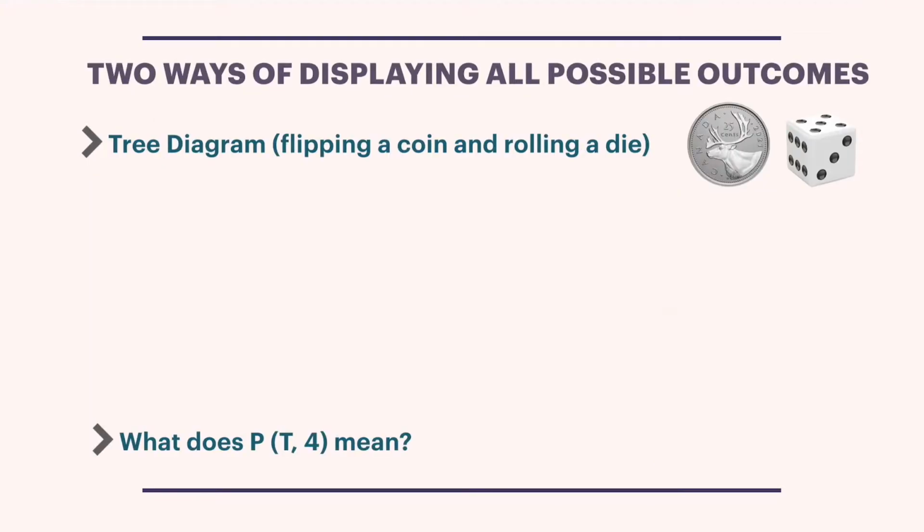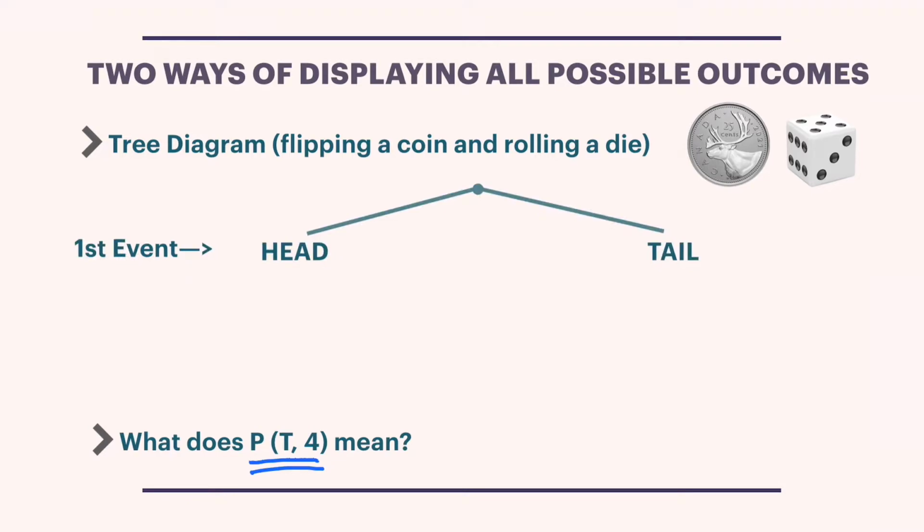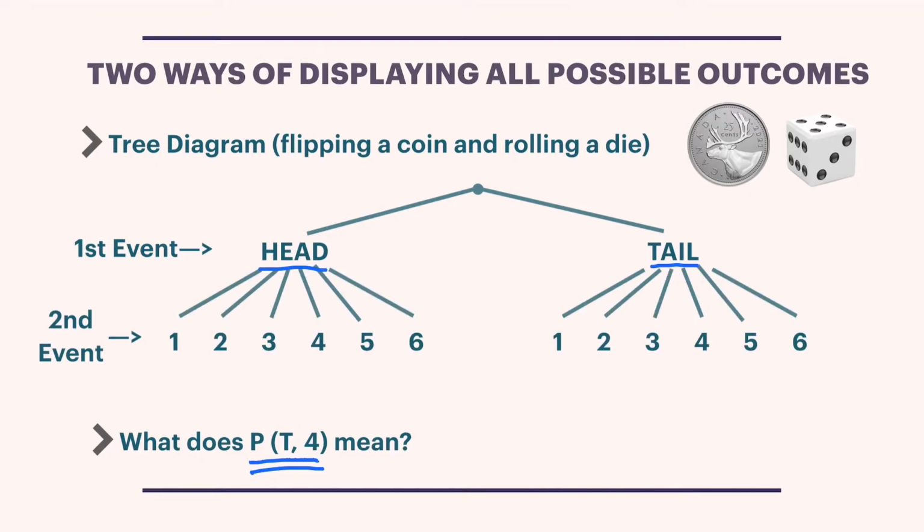There are 2 ways of displaying all possible outcomes. This is especially important when we have 2 or more events. First way is called a tree diagram, and I'll be using a scenario of flipping a coin and rolling a die. And we're going to solve that P bracket T comma 4 at the end. First, we are flipping a coin, and we have 2 possible outcomes. We could either get a head or a tail, and afterwards, we're rolling a die, and we could roll any number from 1 to 6, and that's why we have our second event, and we have 6 possible outcomes after each of the first event.